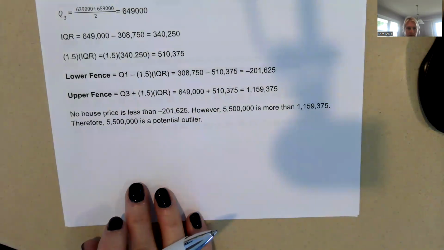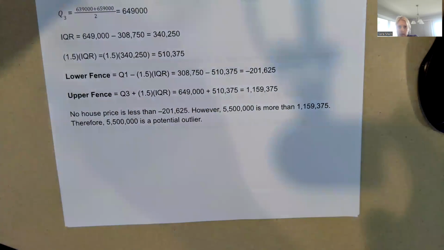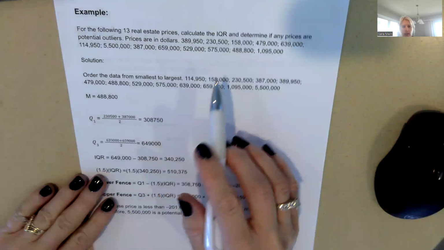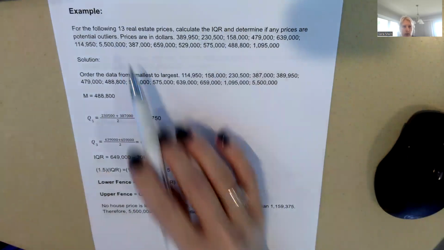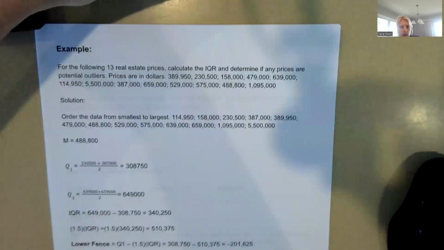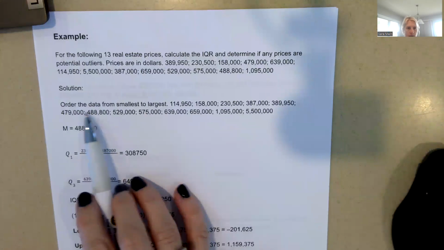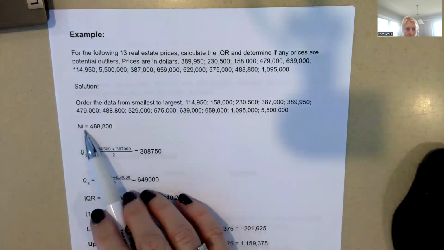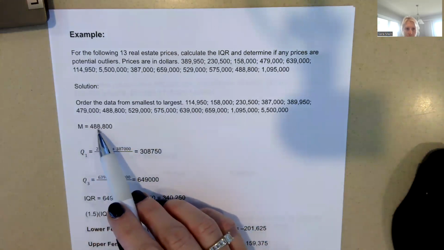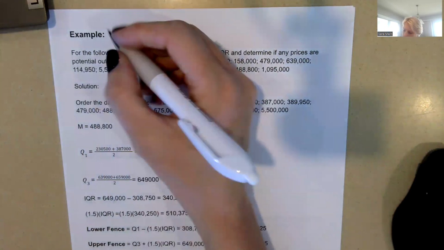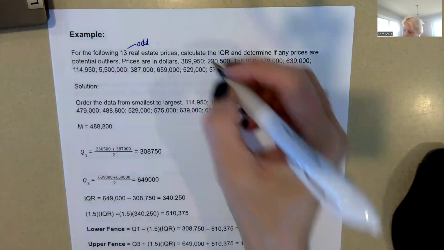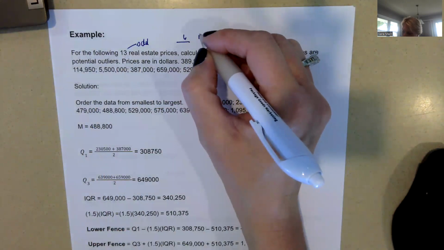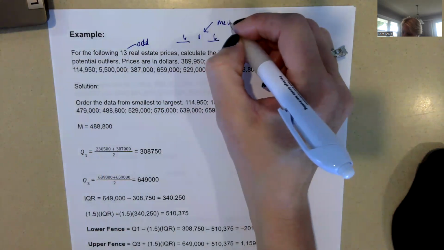So let's look at an actual example. For the following 13 real estate prices, calculate the IQR and determine if any prices are potential outliers. Here are the prices of homes that we're going to look at. First, order the data from smallest to largest, which we have. Then M is our median, 48,800. Since there are 13 values, which is odd, we have 6 on the left and 6 on the right, and the 13th one is the middle, it's the median.